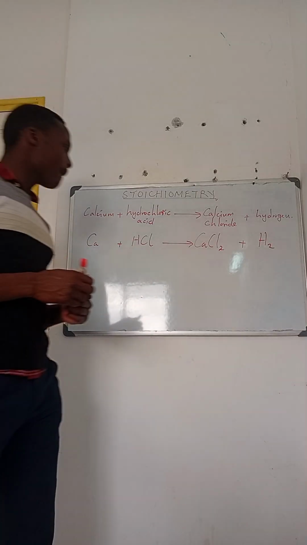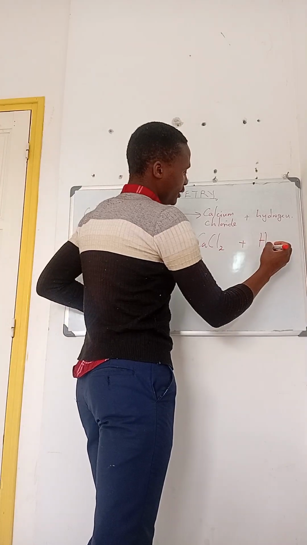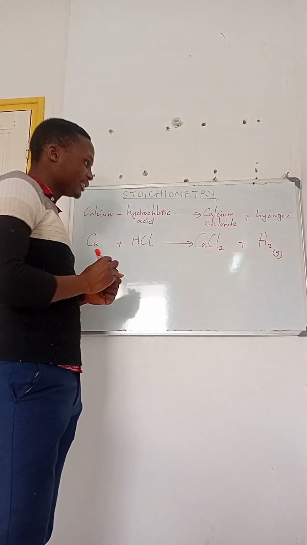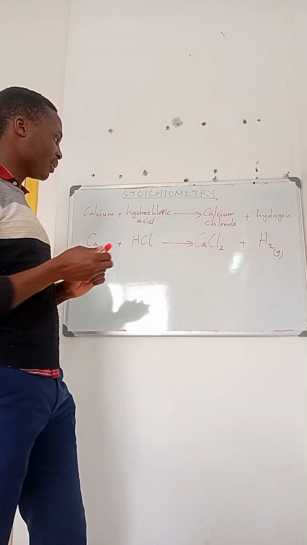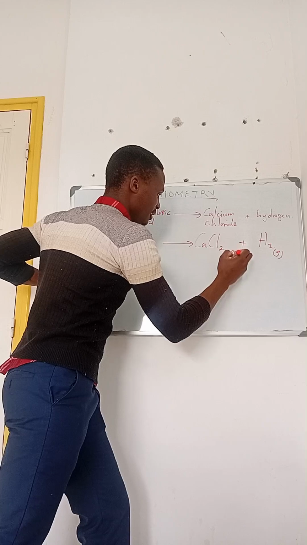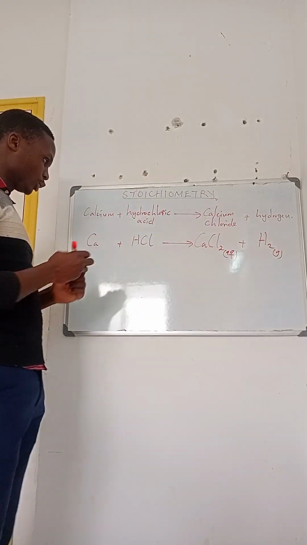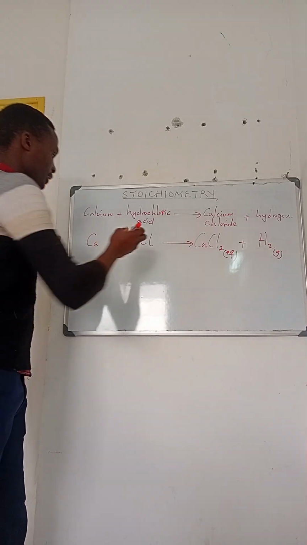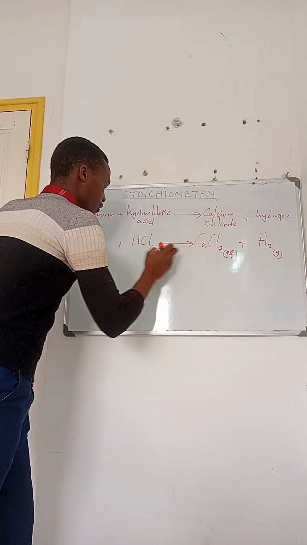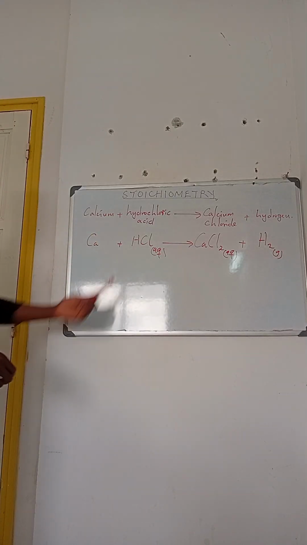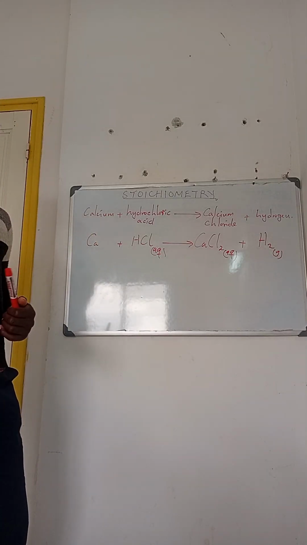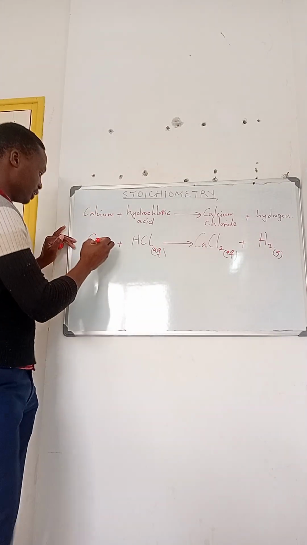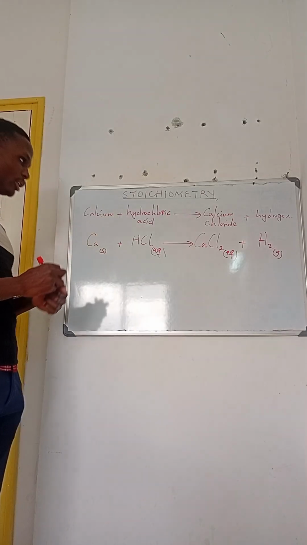Then the second step is to write each substance with its state symbol. H2 is a gas. Calcium chloride is an ionic compound in aqueous solution. Hydrochloric acid is dilute, so it is usually in aqueous solution, so we just write the shorthand aq. Then calcium is a metal. Most metals exist in solid state, so we just write a small letter s for solid.